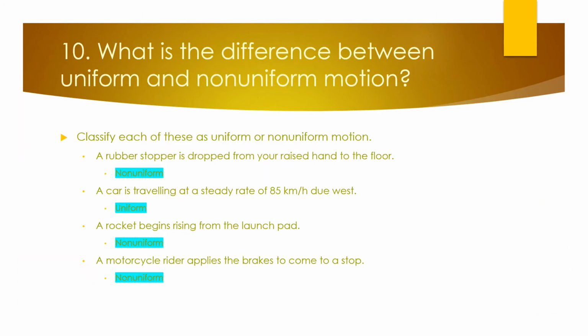Number 10, what is the difference between uniform and non-uniform motion? Classify each of these as uniform or non-uniform motion. A rubber stopper is dropped from your raised hand to the floor. That would be non-uniform. A car is traveling at steady state of 85 kilometers per hour due west. That is uniform. A rocket begins rising from the launch pad, non-uniform, and a motorcycle rider applies the brakes to come to a stop, non-uniform.